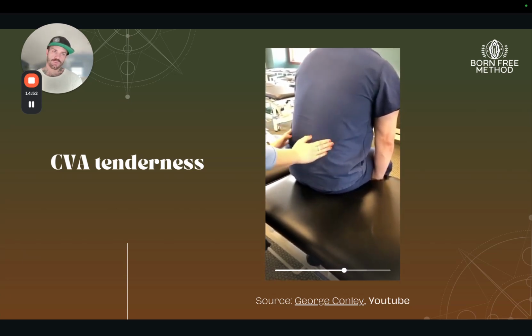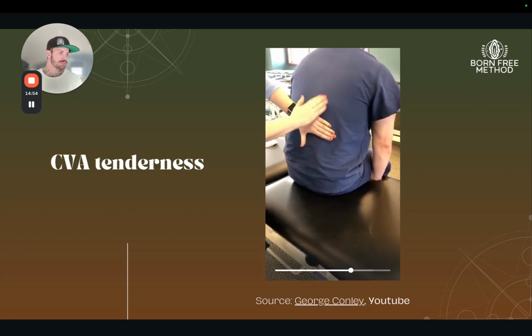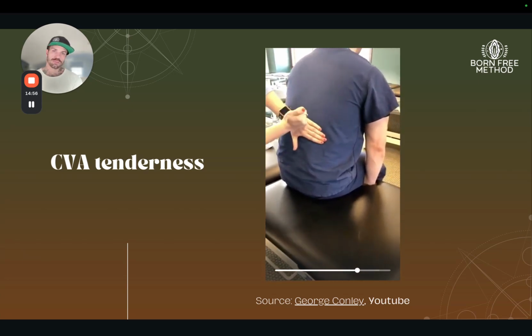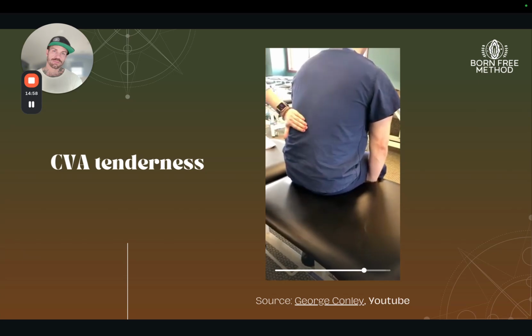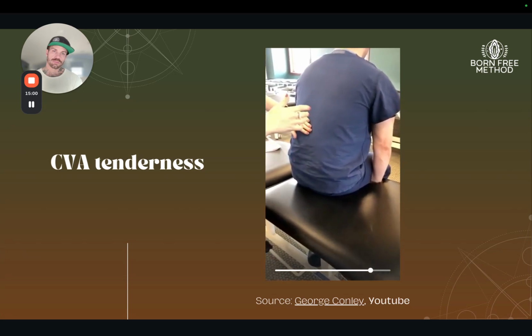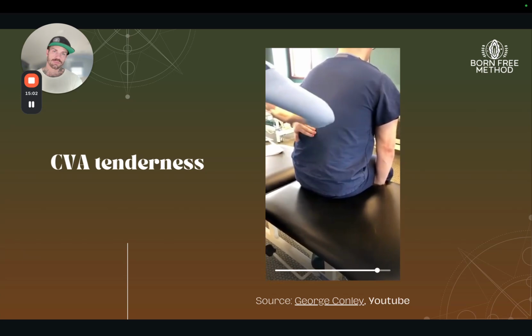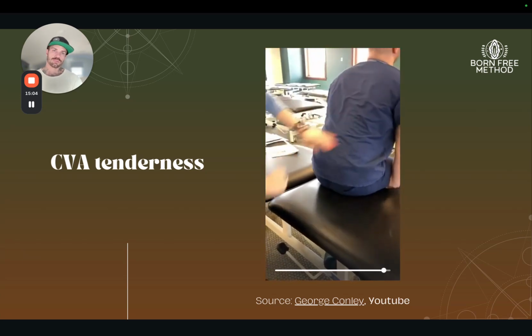Okay. That guy was underplaying the type of reaction that people will have when they have a real kidney infection. They will jump off the bed and threaten to kill you. That's how intense that pain can be.